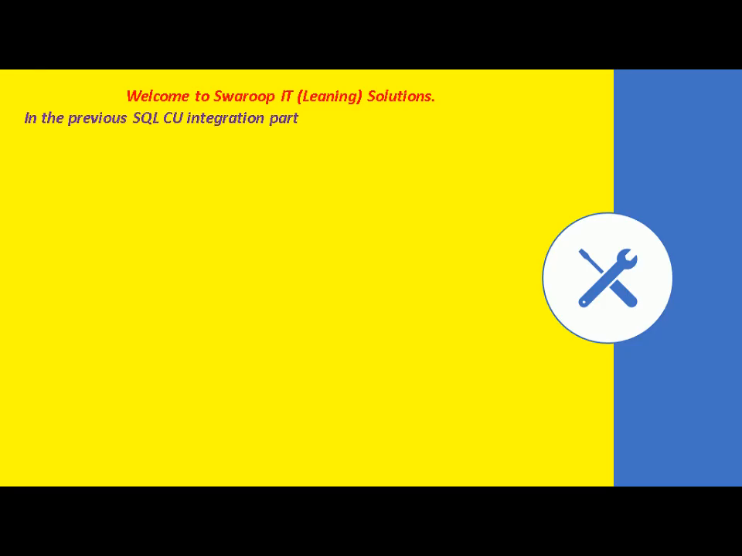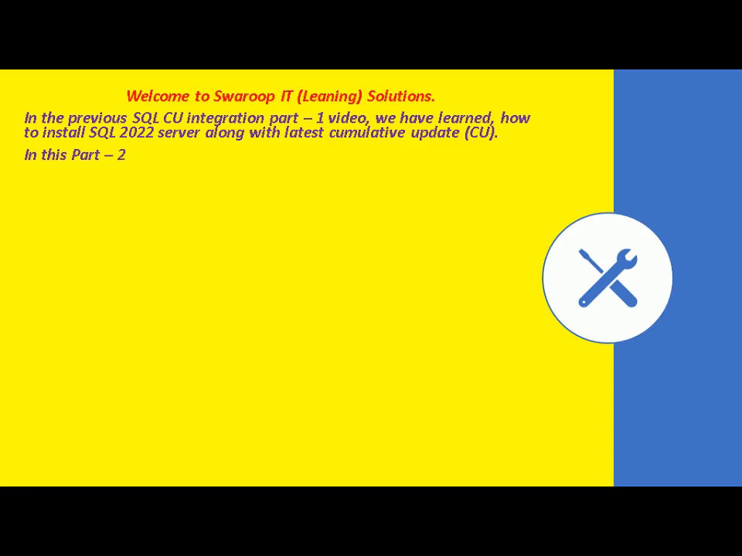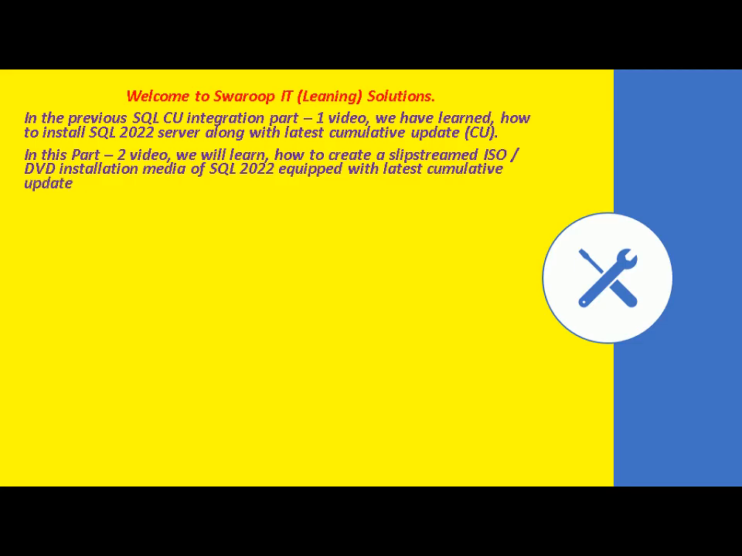Now in the previous SQL CU integration part 1, we have learned how to install SQL 2022 server along with the latest community update from the local source, that is local folder. Now in this particular part 2 video, we will learn how to create a Slipstream ISO or a DVD installation media of SQL 2022 which is already equipped with the latest community update. So let's start.